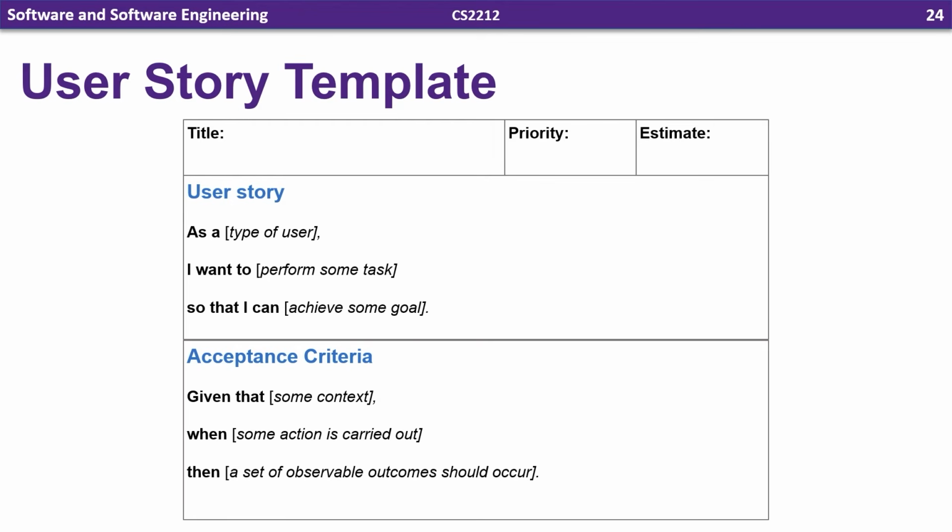Acceptance criteria, which is often attached to user stories, is what actions should actually be carried out by the system and what outcomes should be observable in the system. How does the state of the system change if this user story is performed? They take the form of "given that blank, when blank, then blank." So it would be: given that some context happens, when some action is carried out, then some observable change in the system should happen. Let's take a look at an example.